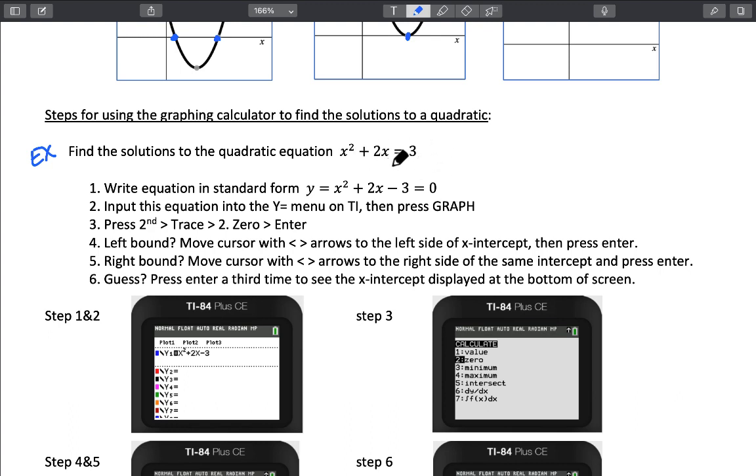Now if we follow our first step, we're going to get this into standard form by moving this 3 across the equal sign. So now we have y equals x squared plus 2x minus 3, and we are going to set it equal to 0. So now we are going to take that y and make that 0. So here is our first step. Next we're going to graph it.